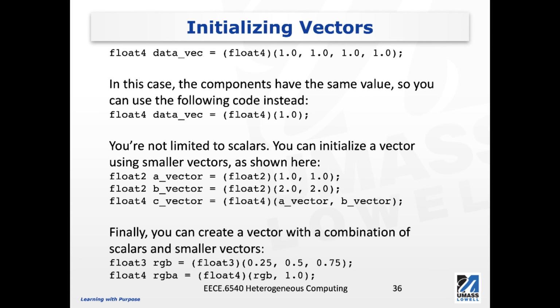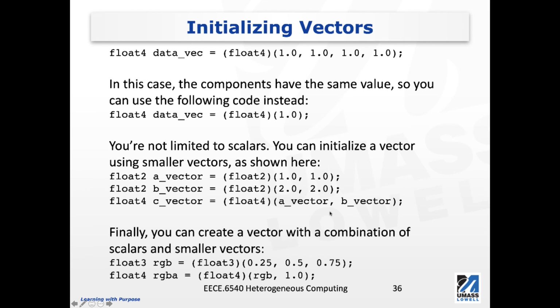You don't have to put only scalar values into these vectors. You can actually initialize a vector using smaller vectors. For example, if we have two vectors of size 2, A and B, and both of them are initialized in this way using scalar values, then for this vector C of size 4, you can initialize it using these first two smaller vectors A and B.